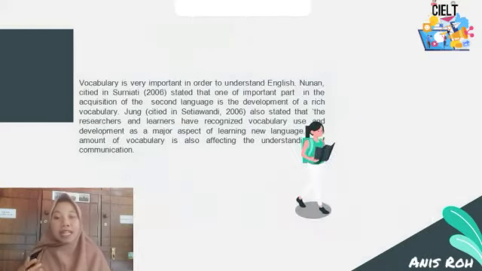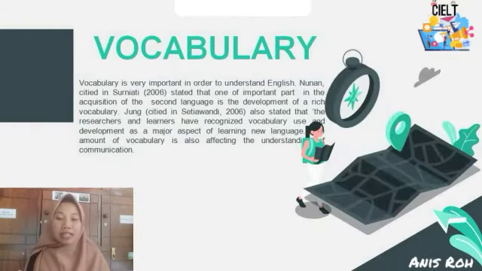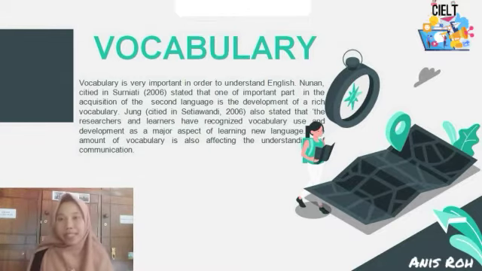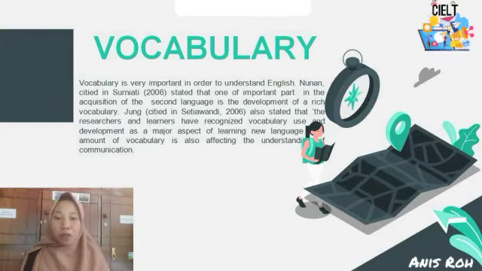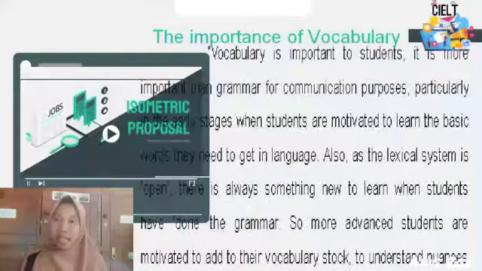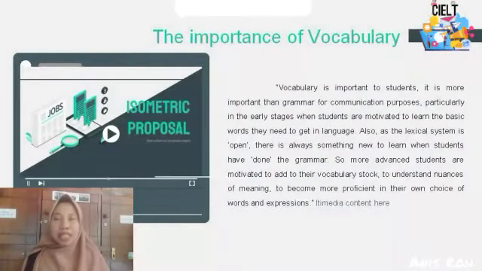Vocabularies are important in order to understand English. From Nunan 2006, one of the important parts in the acquisition of a second language is the development of rich vocabularies. If you want to study or teach vocabularies, vocabulary is the basic knowledge if you want to speak English, because it is the crucial, basic knowledge if you want to speak or write, along with grammar and some more.